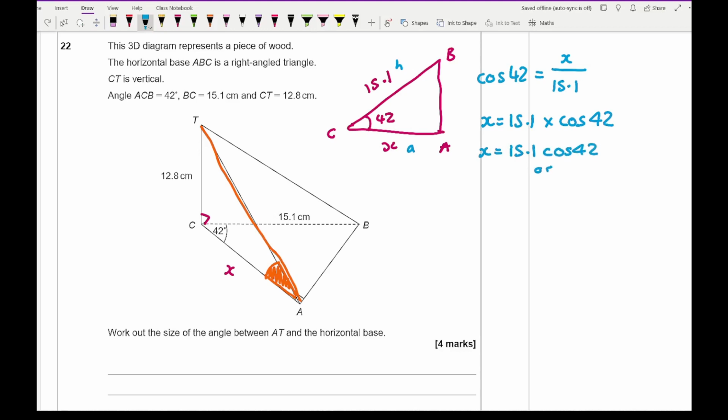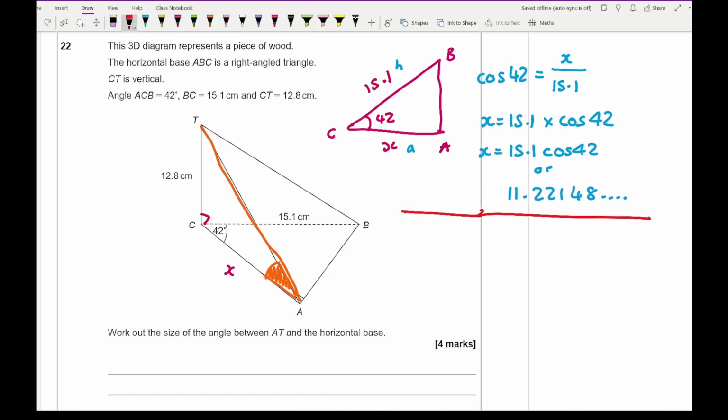or I can write the decimal equivalent, which is, let's work that out now, 11.22148 blah blah blah. Now because that's not my final answer, I want to try and add a few decimal places to my final answer without rounding too quickly.